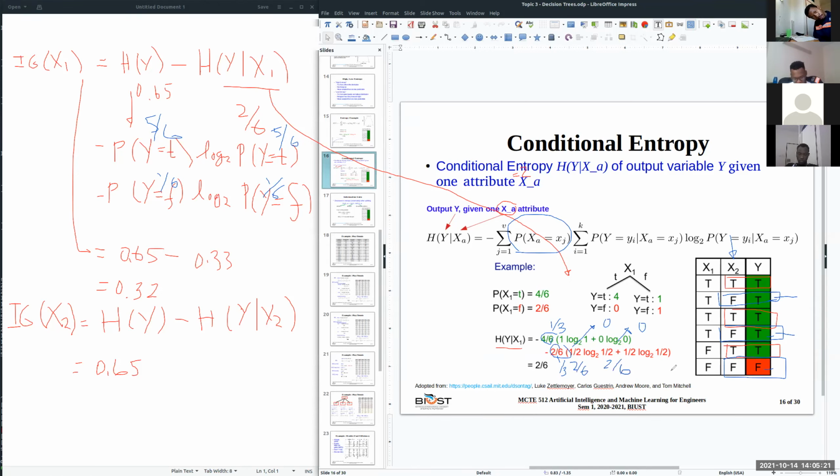The first probability, is it 1/3 or how? Sorry. The first probability of x2 being true, where you have written 1/3, is it not 1/2? This one. Yes, sir. Let me check.